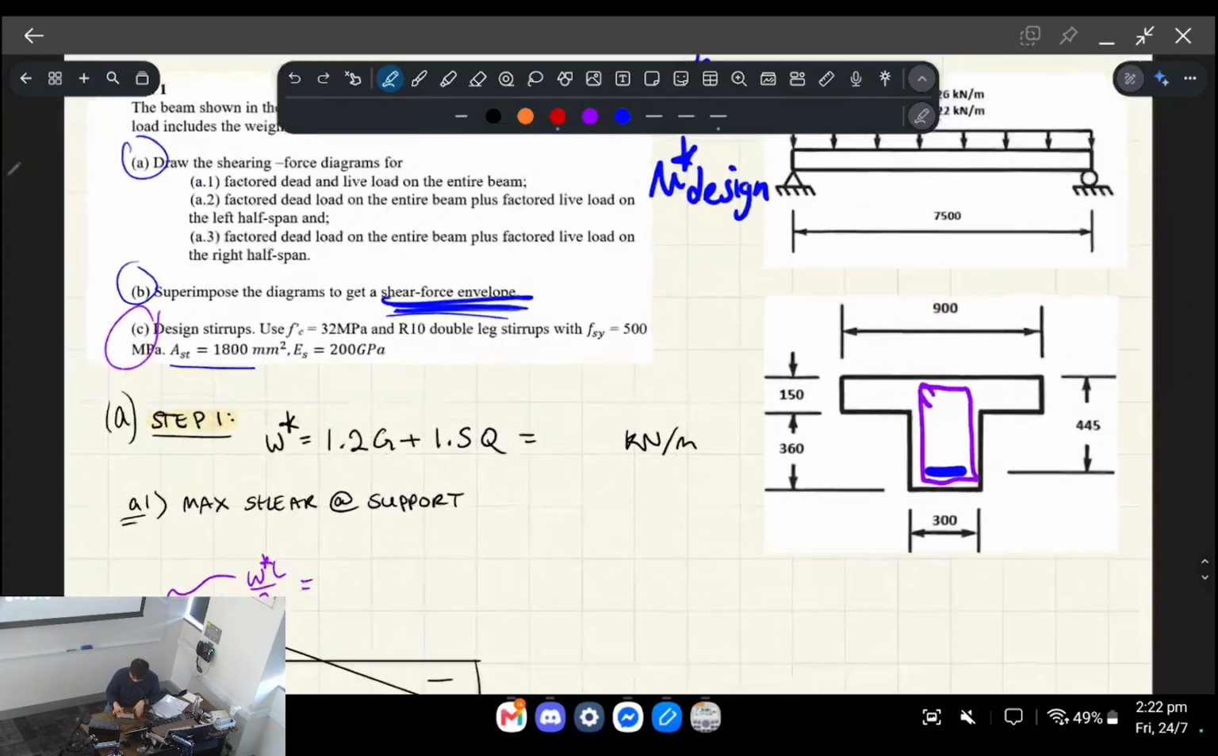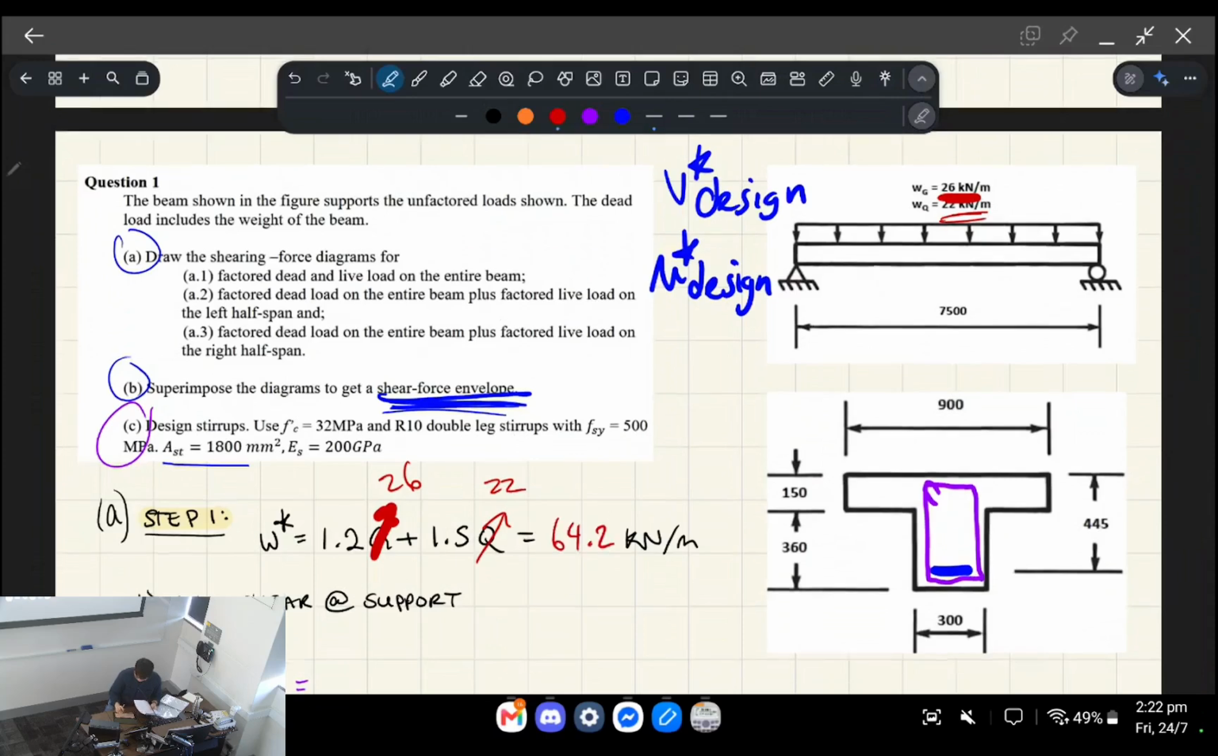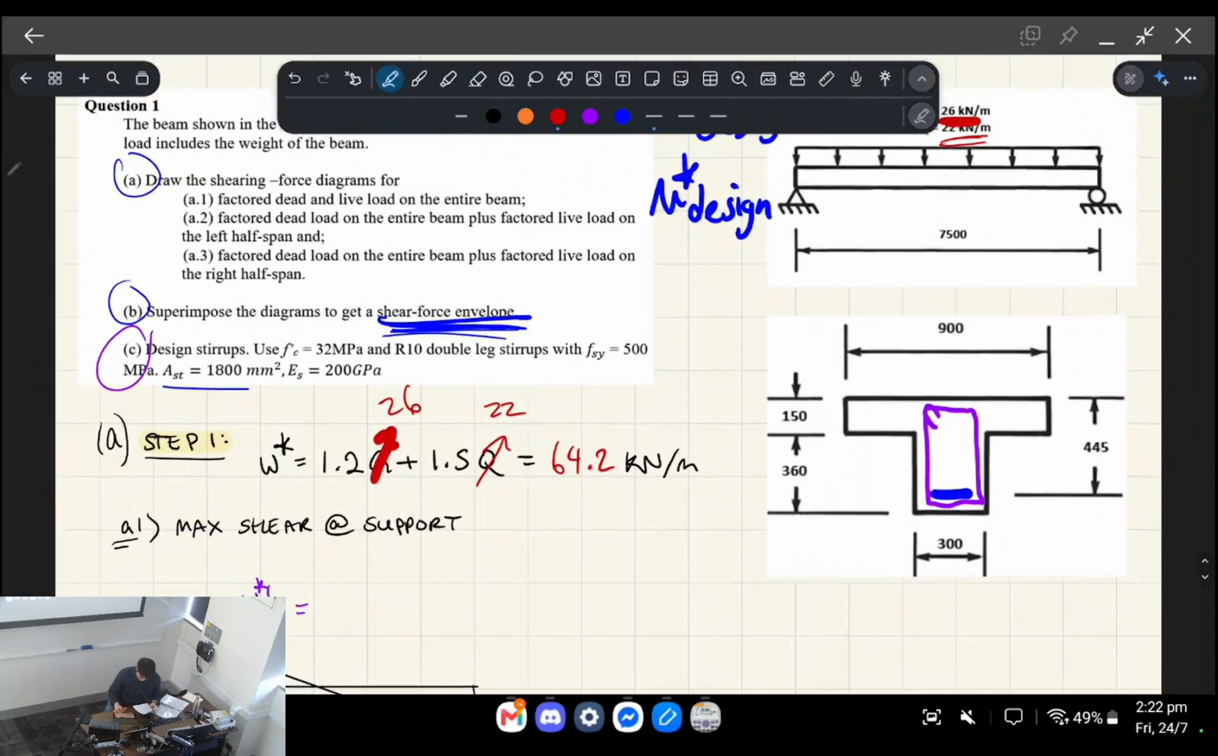So first, let's find the ultimate distributed load. Okay, let me flick through my pages until I find the question. Okay, so G is 26, and Q is 22. All right, so when we factor it, it's 64.2 kilonewtons per meter.